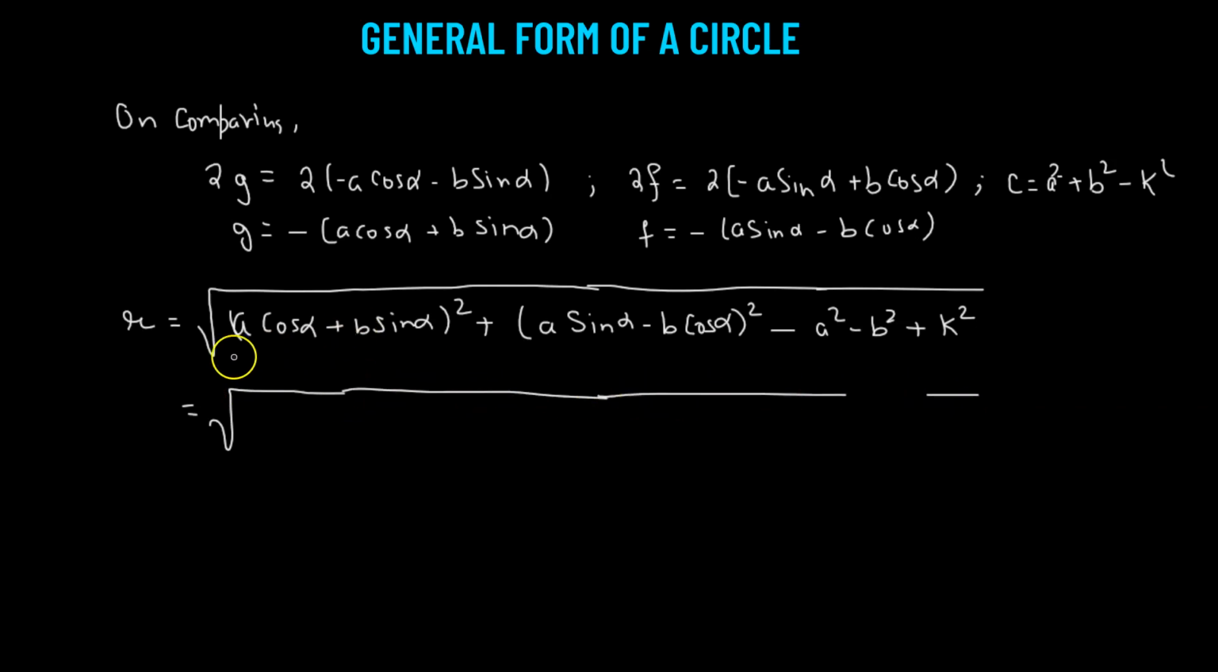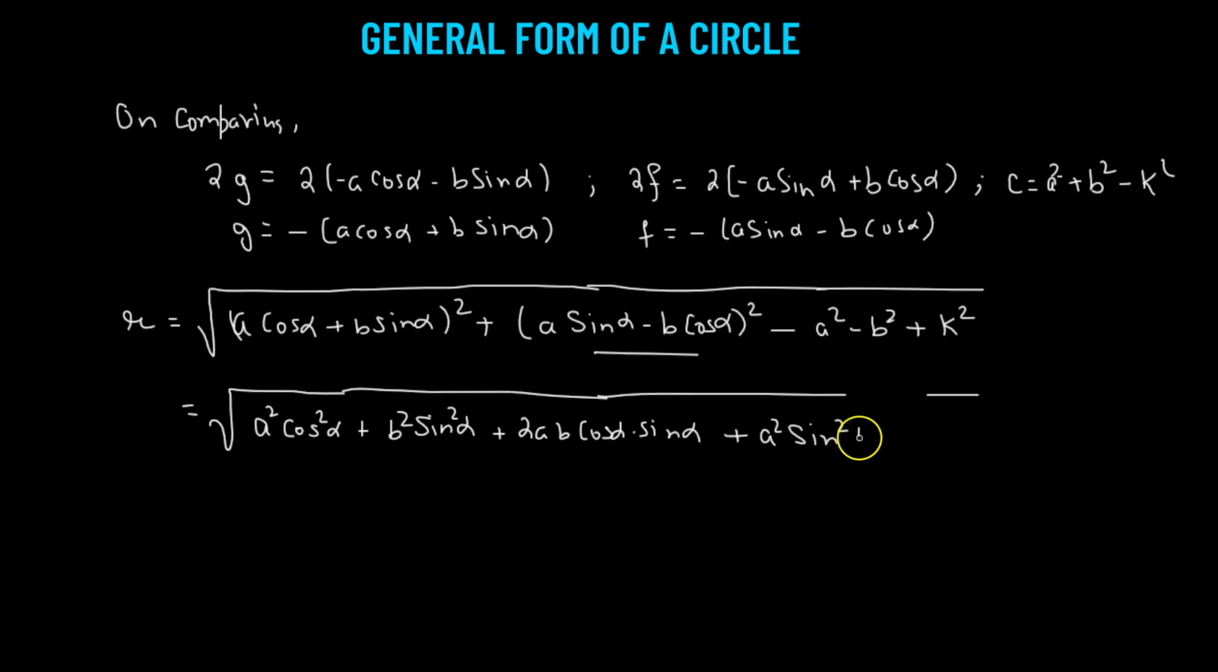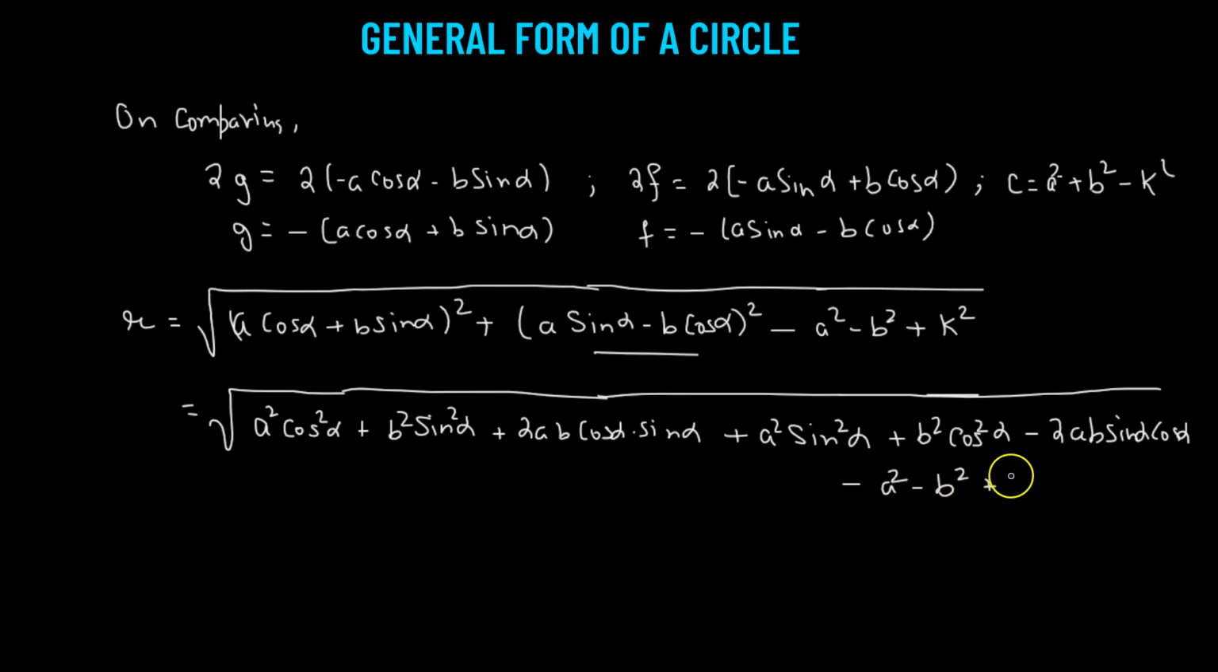For the first one, we have the a plus b whole squared format. So we're going to expand it to get a squared cosine squared alpha plus b squared sine squared alpha plus 2ab cosine alpha times sine alpha. Then expanding the second term, we're going to get a squared sine squared alpha plus b squared cosine squared alpha. But since we have the a minus b format, we're going to get negative 2ab sine alpha times cosine alpha. And then we have the remaining terms, negative a squared minus b squared plus k squared.